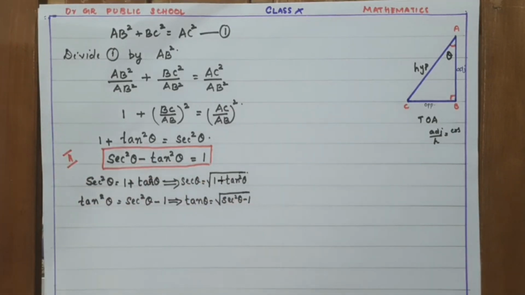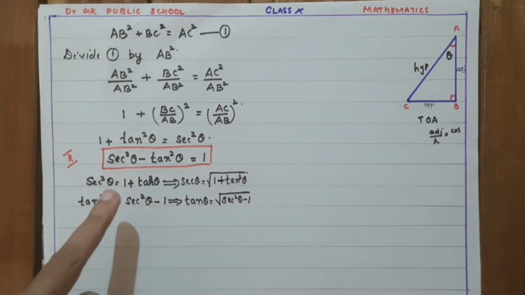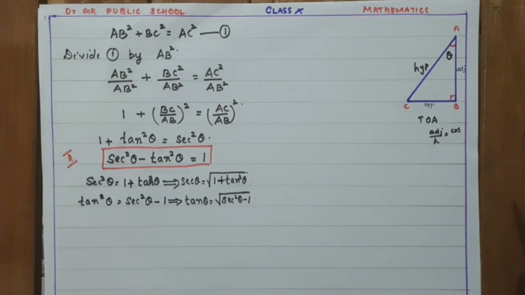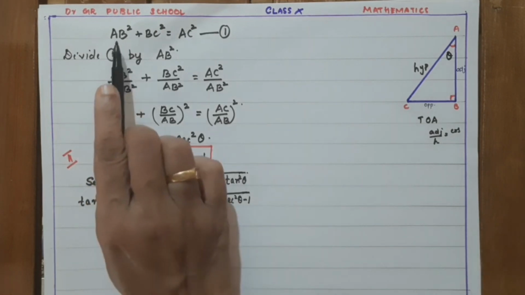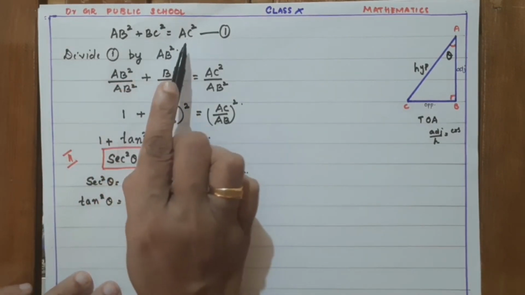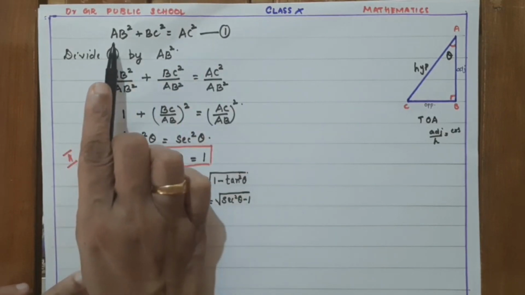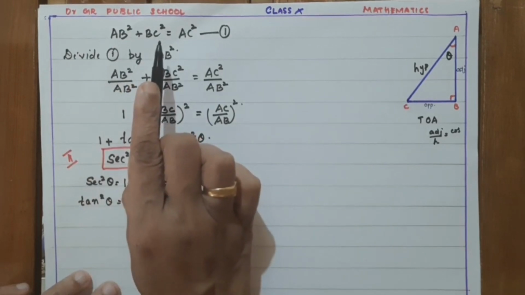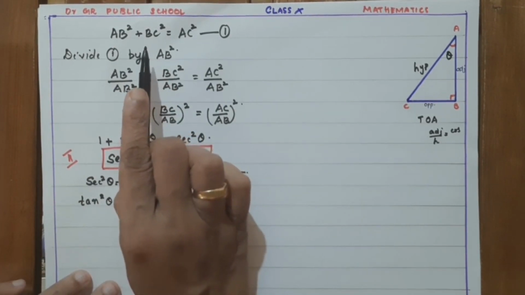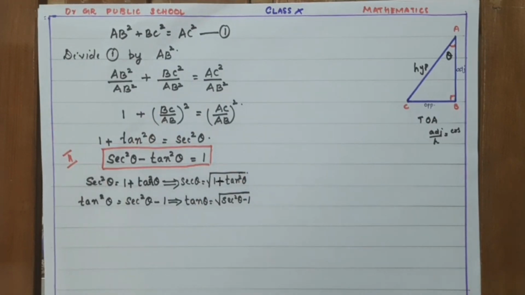Now we got the identities using sine ratio and cos ratio. Here we got sec ratio and tan ratio. Next, what are left? Yes, cosec ratio and cot ratio. For getting the first identity, we divided the first equation by AC square. Then we divided by AB square. Now what is left? Now we have to divide by BC square.